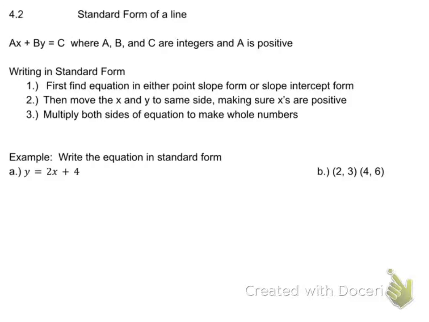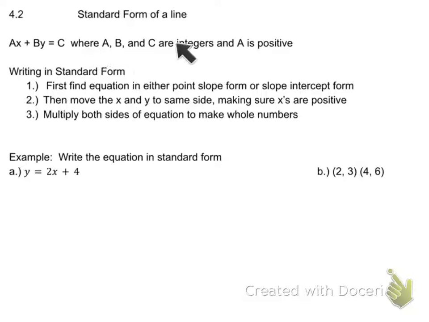All right, 4.2, guys. We're going to talk about standard form of a line. So, in the last lesson, we kind of hit upon slope-intercept form and point-slope form. So today, what I want to talk about in this lesson is standard form of a line. Now, standard form of a line looks like this, where it's ax plus by equals c.